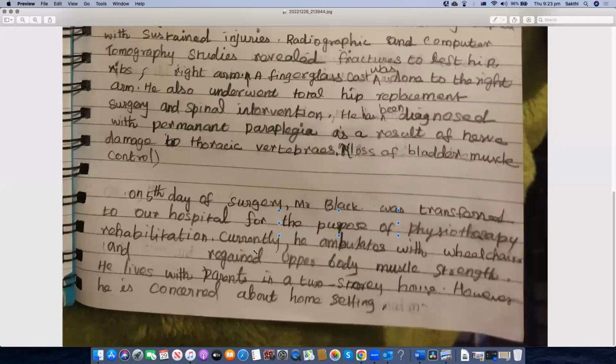Okay, currently, after that you need to place a comma, but when you write down commas, it is very important that you place it close to the previous word. I mean, currently should have the comma close to it. You shouldn't place it in between these two words. I mean, don't place it between currently and he, it should not go in the middle. It needs to go close to currently. All right, so currently he ambulates with the wheelchair.